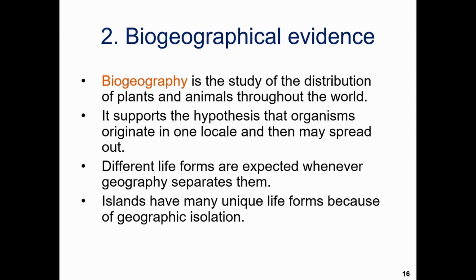A really good example of this are islands. Because islands are geographically isolated, they have very many unique life forms because there's no interbreeding that happens from the island to either another island or the mainland. They've had a lot of time to accumulate changes that other areas that are not separated geographically don't have, that unique difference.